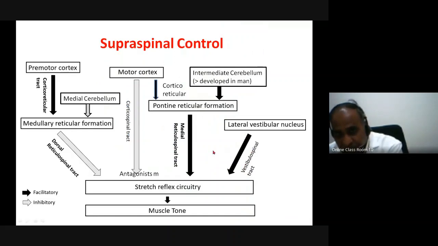Now, if I come back here, in this situation, this pontine reticular formation is well developed in human beings. And because of this, the intermediate cerebellum is sending excitatory inputs. If this is the cerebellum, and this is cut here, this excitatory input is lost, you may find hypotonia, because the medullary reticulospinal tract, or dorsal reticulospinal tract, takes the upper hand.